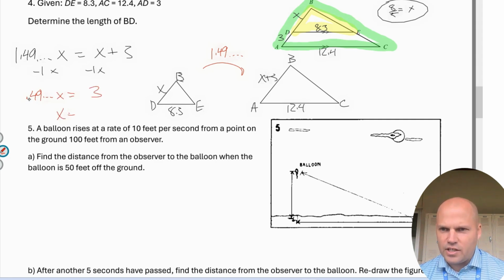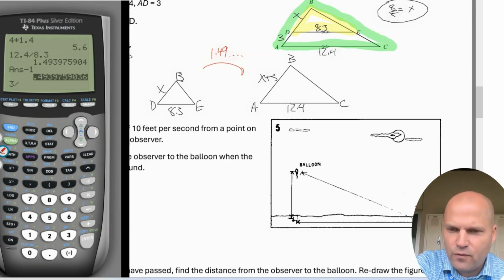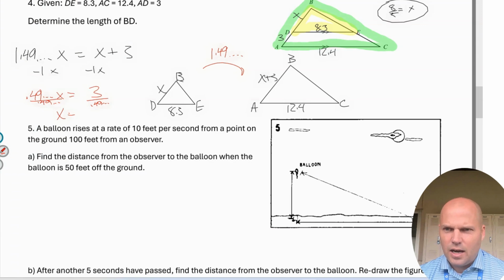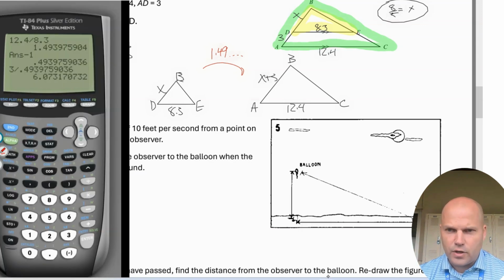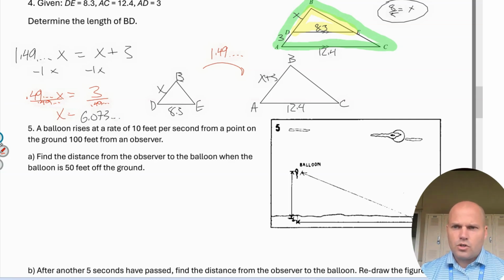How do we find X? We're going to divide by that 0.49 dot dot dot number. So 3 divided by that 0.49 dot dot dot number. You can go up and press enter and select it if you have a calculator. You really need a calculator for this. But if you don't have a calculator, you can leave your answer in calculator ready form. 6.073 dot dot dot. Let's go with calculator ready.